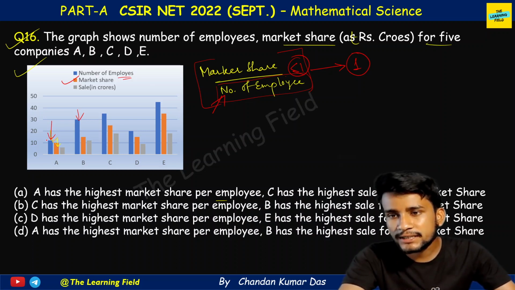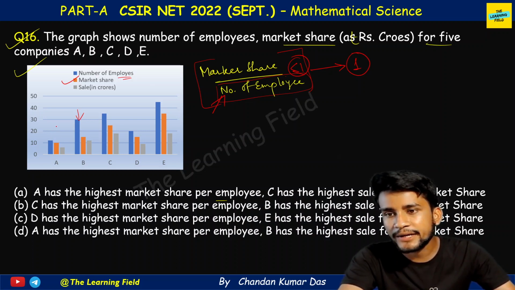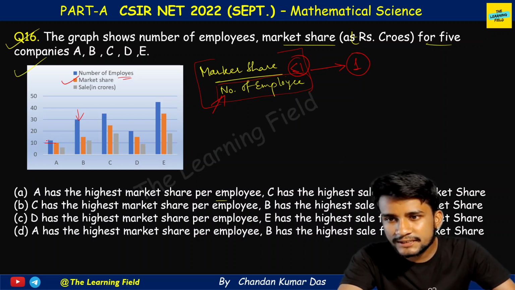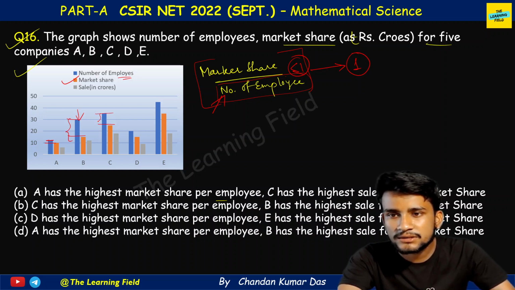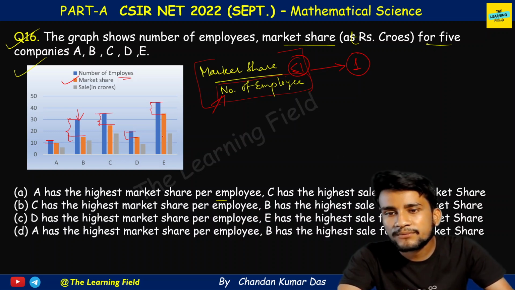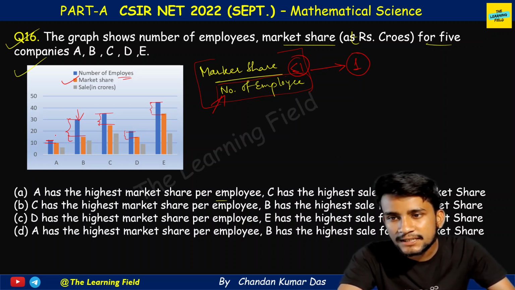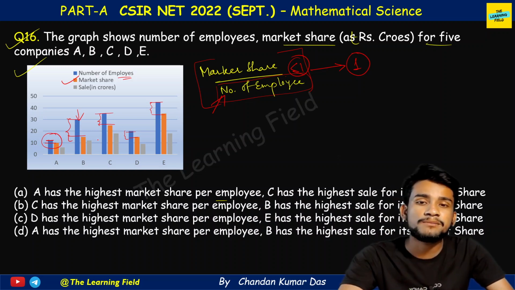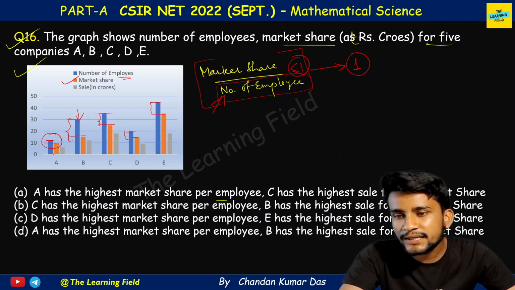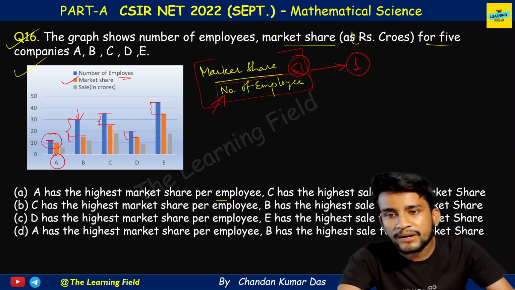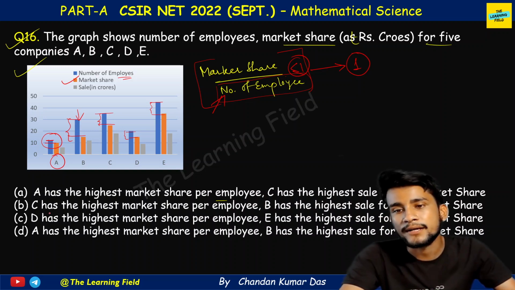So in case of company A, this is just a simple difference. Here the difference is this to this, then this to this, then this to this, and this to this. Among these 5 cases, the difference is minimum for A. That's why this gives the highest market share. That means for company A, the market share per employee is high.